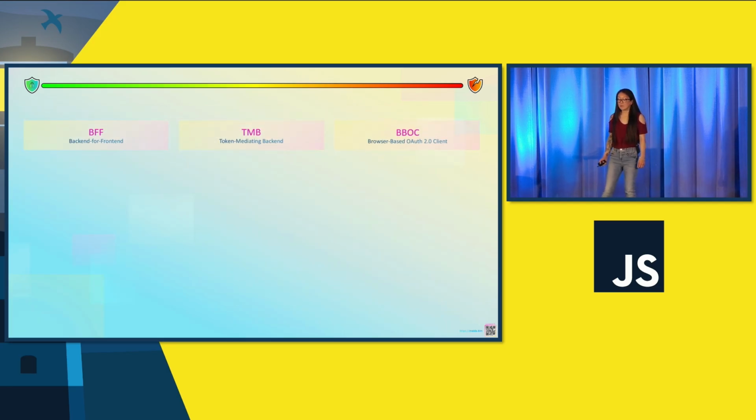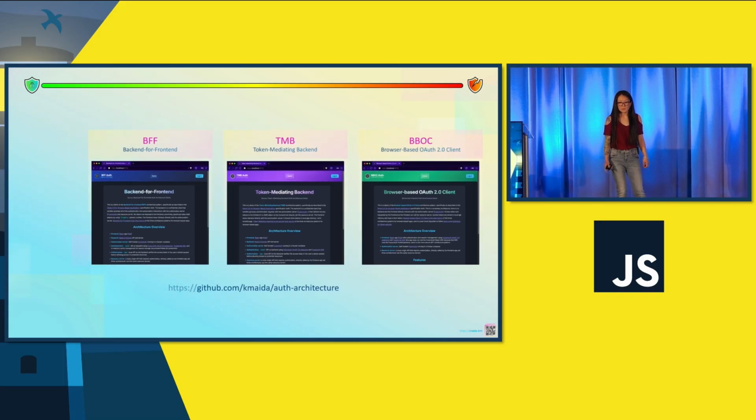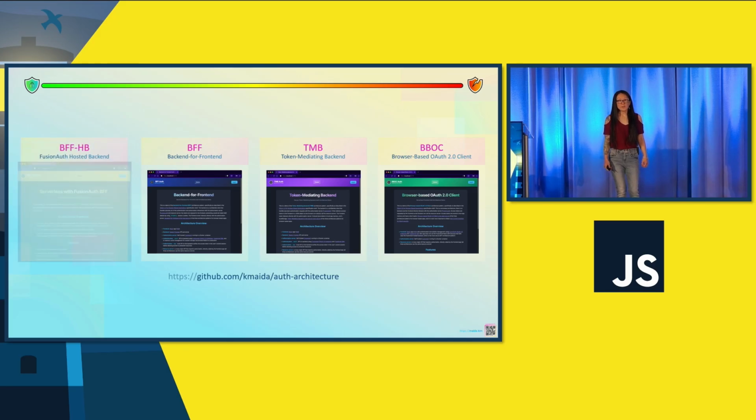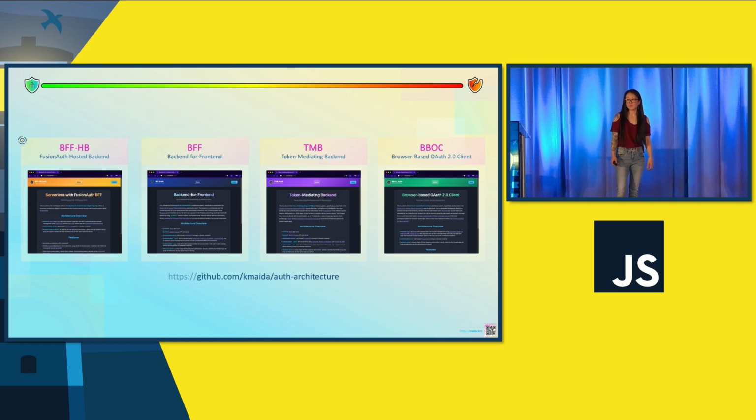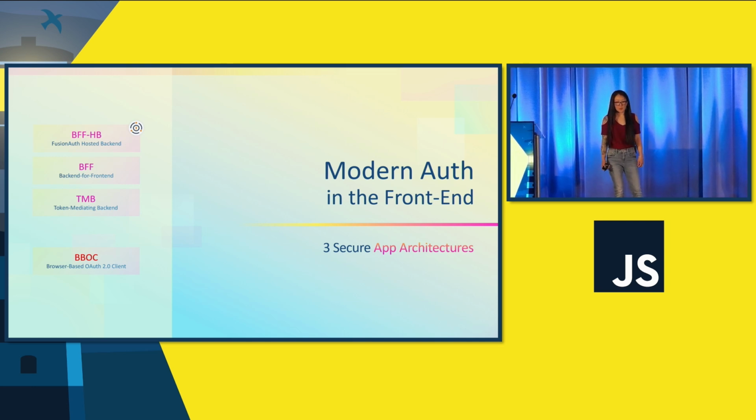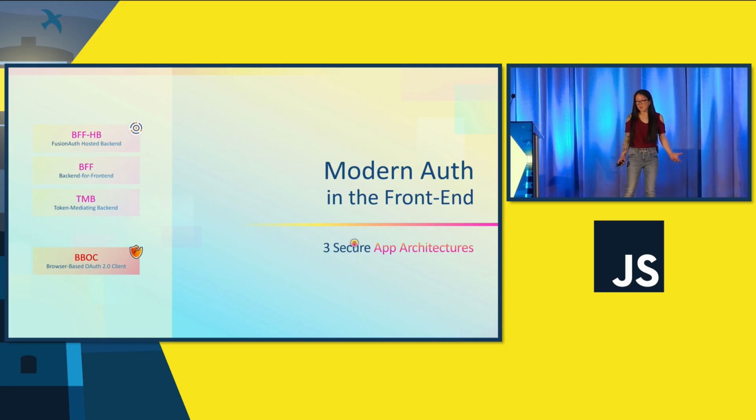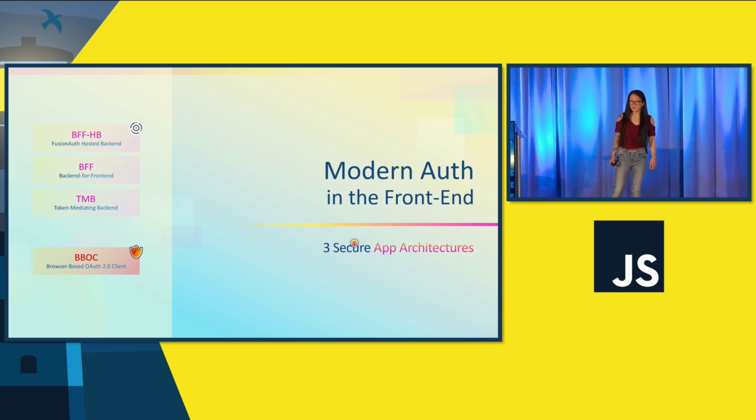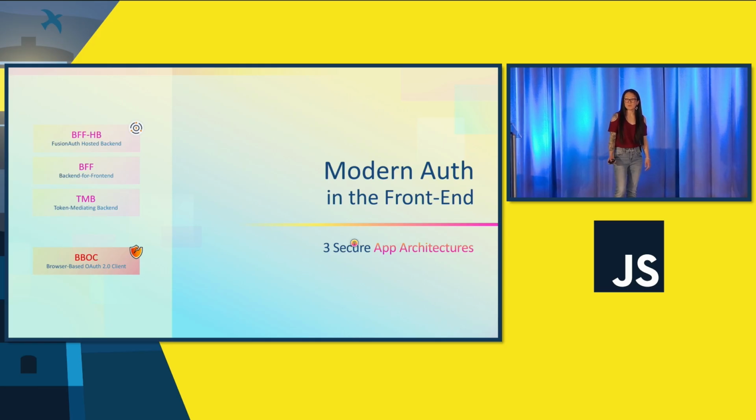Now, you can check out full code demos of these architectures on GitHub at this repository, as well as a fourth demo which demonstrates using a free out-of-the-box hosted backend for frontend. Now, if you recall, this talk is about 3 app architectures, but more accurately, it's 2 secure architectures plus 1 that's insecure. And it's important to understand the security implications in each case. If you read your auth provider's documentation thoroughly, you'll probably be able to recognize these patterns.